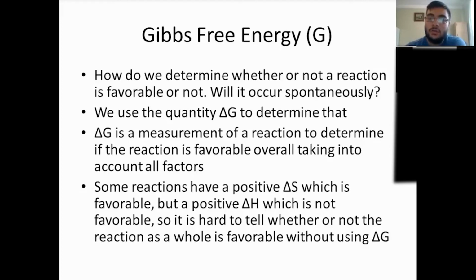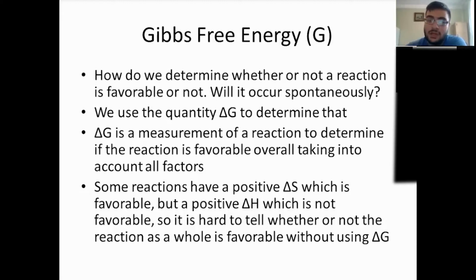And if it is favorable overall through delta G, it will occur spontaneously, meaning that it will occur without any outside interference, right? So it'll naturally happen. Whereas if it's non-spontaneous or not favorable, it will never happen naturally. It would require some kind of interference, some outside source that would have to give up its energy or push energy into it in order for the reaction to occur.